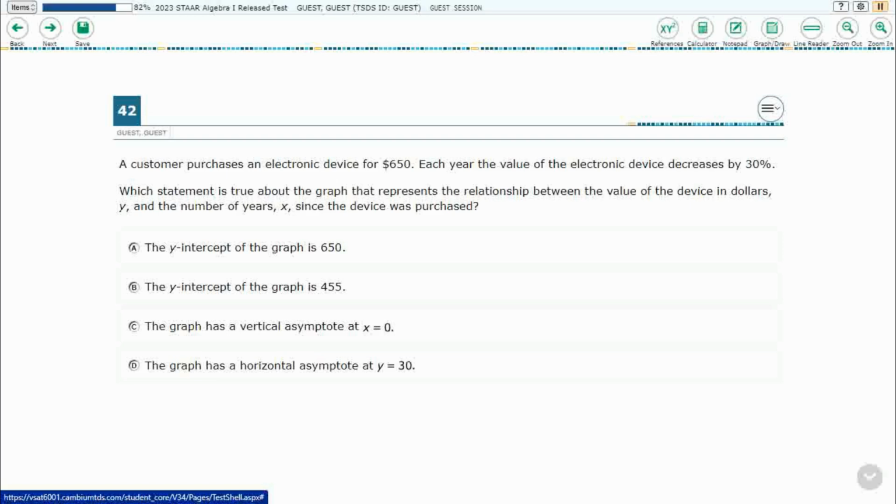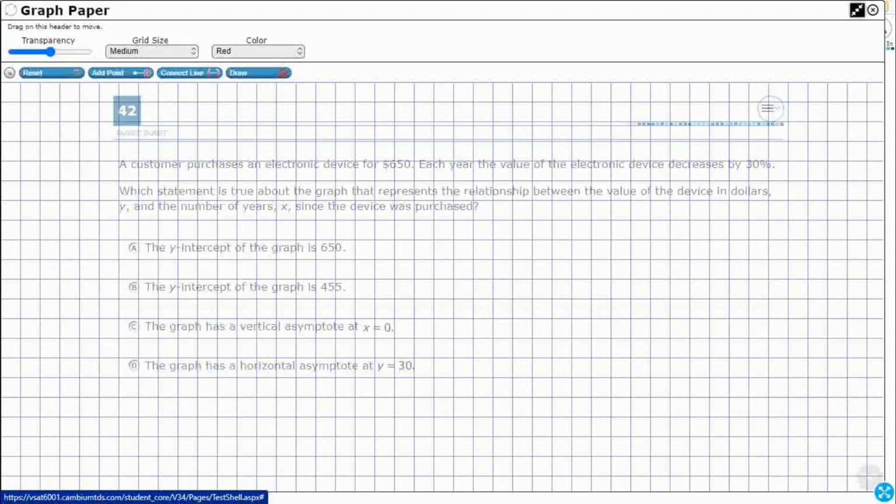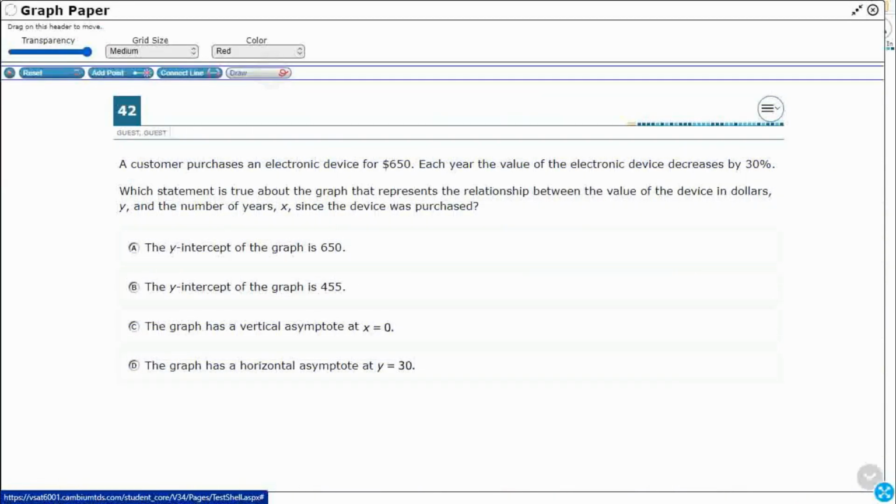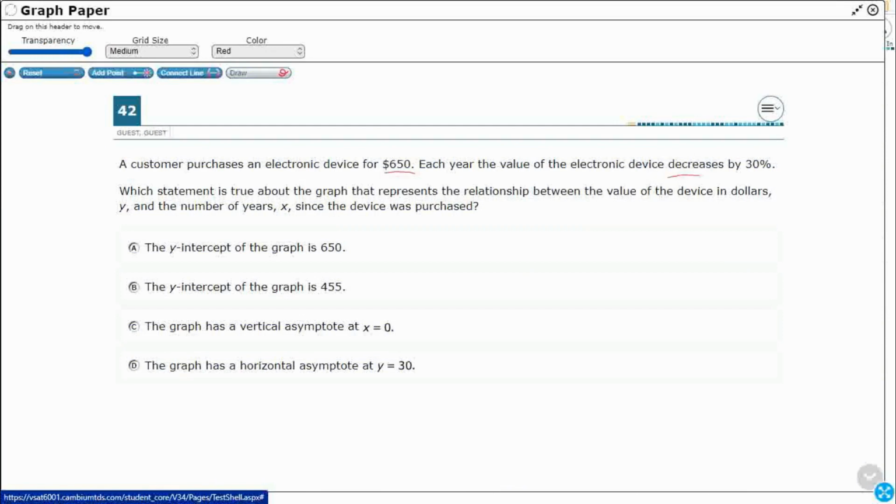So we have a customer here purchasing an electronic device, right? So let me open up my graph draw feature here. We are going to need this. Purchasing something for $650, and then it's going to decrease by 30% each year. It's not necessarily giving us which type of function, linear, quadratic, or exponential, but we should hopefully see a few different things within this to let us know that we're dealing with an exponential function.